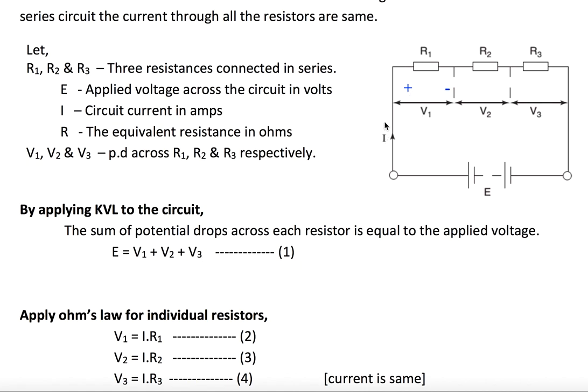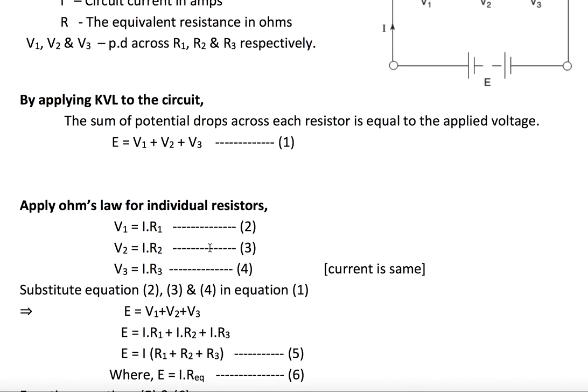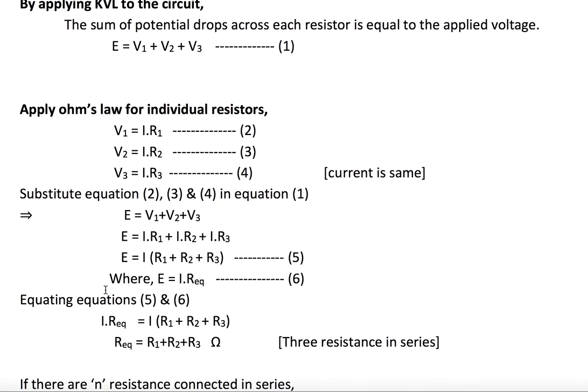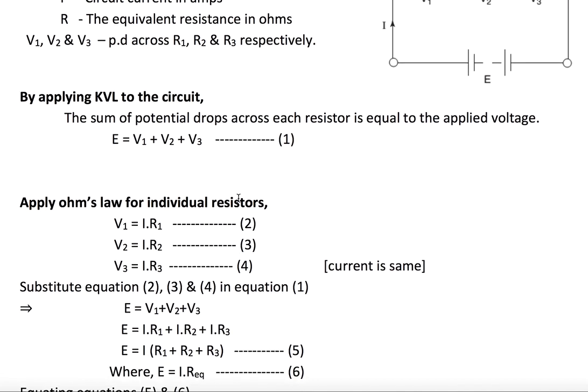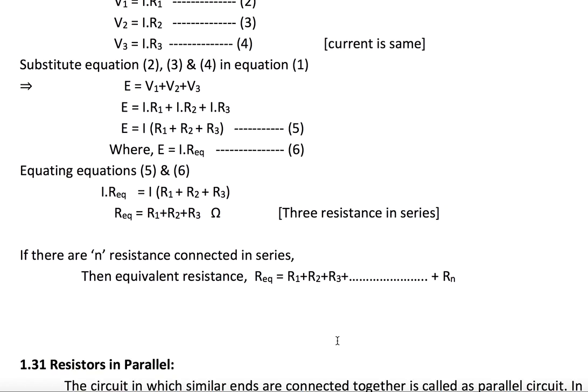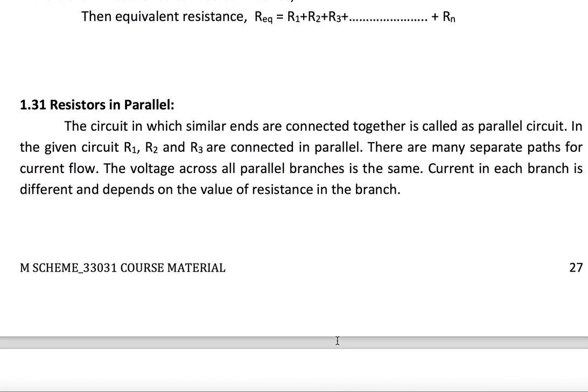Now, what is V1? I into R1. What is V2? I into R2. What is V3? I into R3. So if you substitute these values here, this becomes I into (R1 plus R2 plus R3). What does Ohm's law say? E equals I into R. So here the equivalent resistance Req is nothing but R1 plus R2 plus R3. When there are three resistors in series, the equivalent resistance becomes R1 plus R2 plus R3. If there are n resistors connected in series, then this becomes R1 plus R2 plus R3 and so on up to Rn.